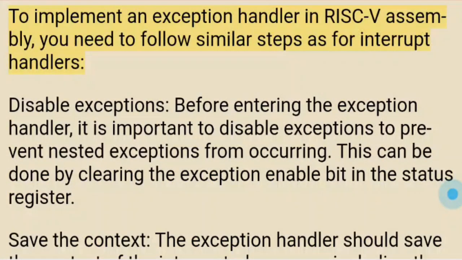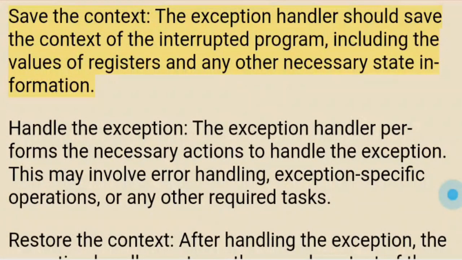To implement an exception handler in RISC-V assembly, you need to follow similar steps as for interrupt handlers. Disable exceptions. Before entering the exception handler, it is important to disable exceptions to prevent nested exceptions from occurring. This can be done by clearing the exception enable bit in the status register. Save the context. The exception handler should save the context of the interrupted program, including the values of registers and any other necessary state information.